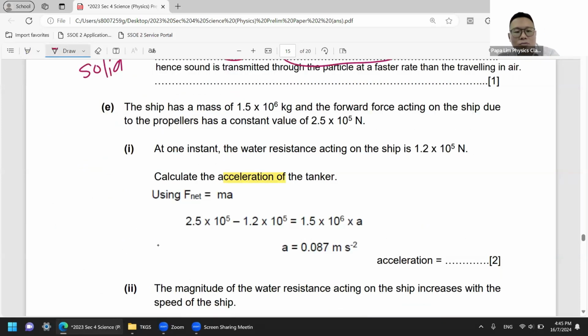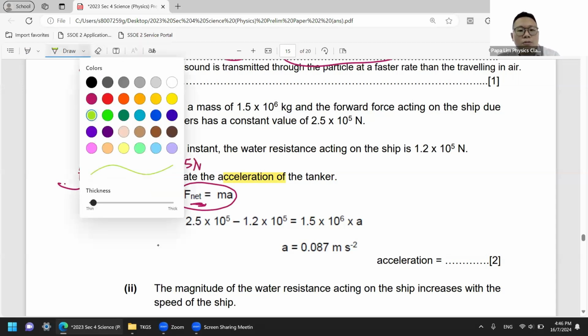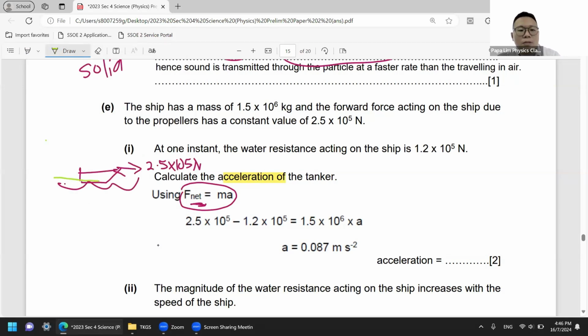I always remind students that F net equals ma, the net force acting on an object. Now, the ship is on the boat itself. There is a forward force of 2.5 times 10 to the power 5 newtons, and there is a resistive force, which is backwards, the water resistance, given by the question as 1.2 times 10 to the power 5 newtons.